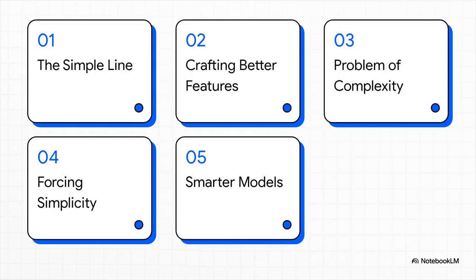So, how are we going to get there? We've got a 5-step game plan. First, we'll start with a simple line. Then we'll get into crafting better features. After that, we'll face the big bad wolf of modeling, complexity. Then we'll learn a really slick trick to force simplicity. It's called regularization. And finally, we'll put it all together for smarter models and, you guessed it, better answers.